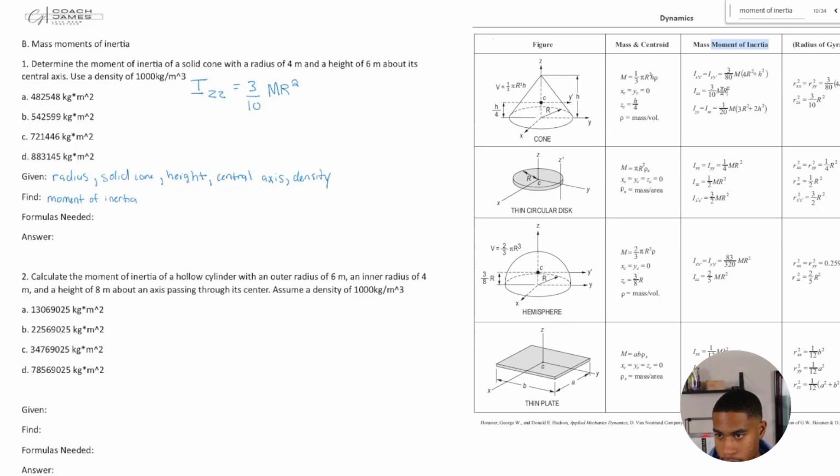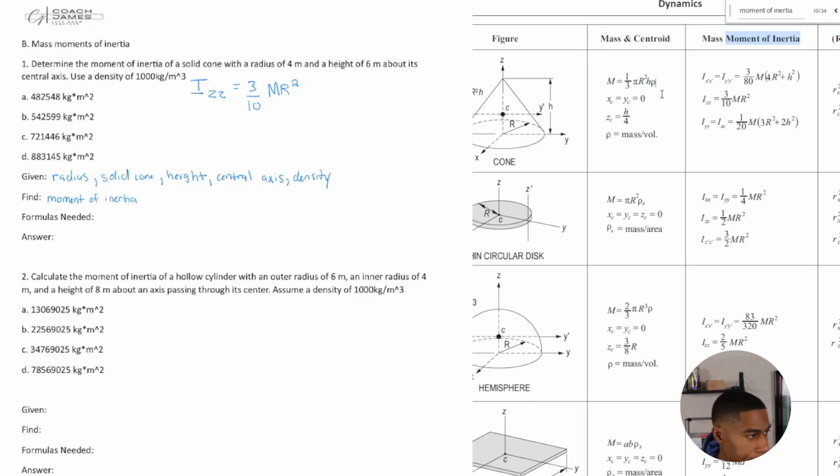Well, M, if we come here, is this, right? M is equal to 1/3 pi R squared H times P. Let's zoom in for us. 1/3 pi R squared H times P. And that P is density. So let's get M first. M is equal to 1/3 pi R squared H times P.